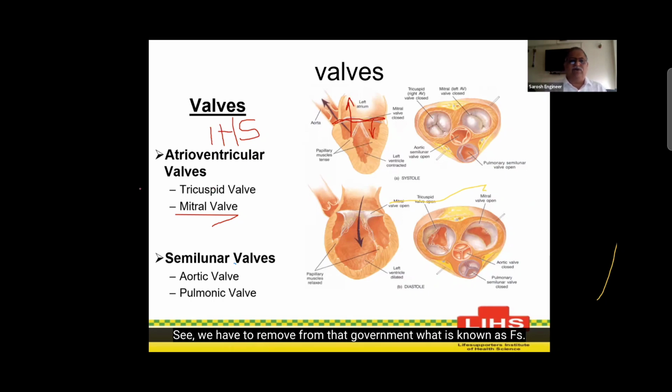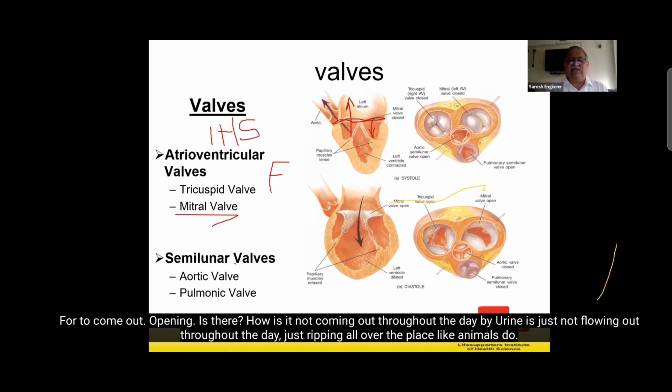See, we have to remove from the abdomen what is known as the F's. Fluid, that is urine, feces, fetus, flatus, all these have to be removed from the abdomen into the environment. Now, to remove something from inside a closed cavity, first there has to be an opening. Okay, so we have kept openings in the anal canal, in the urethra, this, that, etc. for it to come out. The opening is there. How is it not coming out throughout the day? Why is urine just not flowing out throughout the day, just dripping all over the place like animals do?